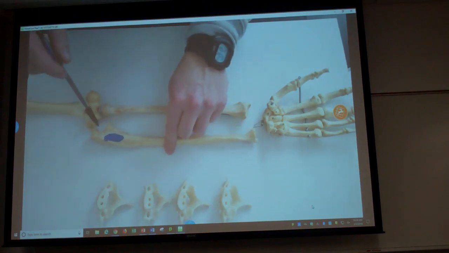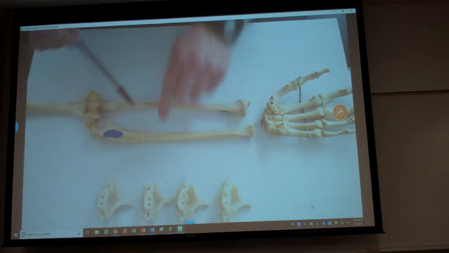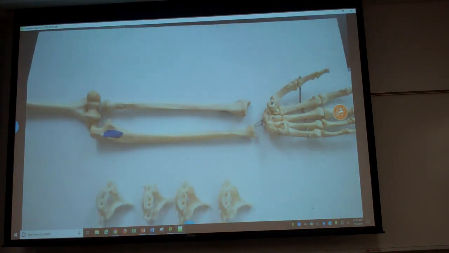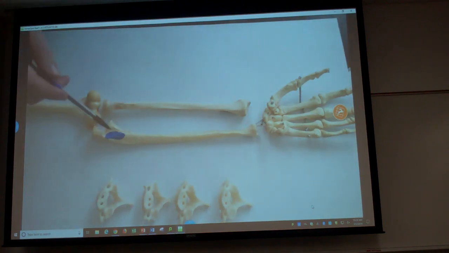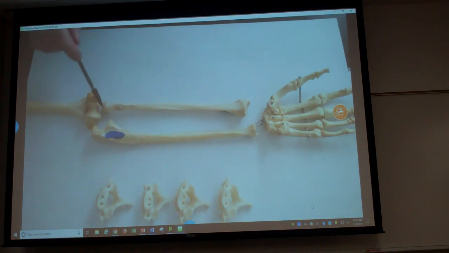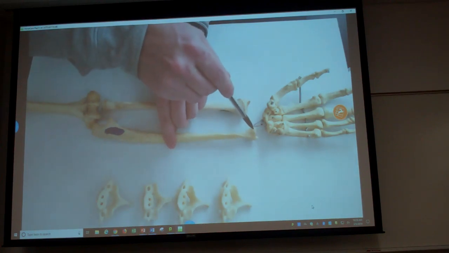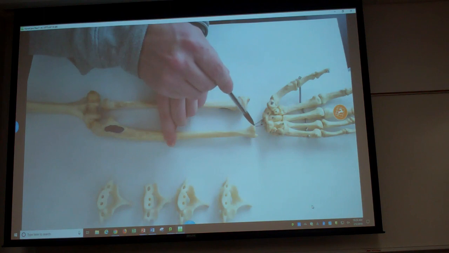Ulna is our Pac-Man looking bone. It's got that big old divot. In this one, I want to drop right down to the head. Now the head of the ulna is opposite of the radius. The radius head is up top here, while the ulnar head is more distal. So here's the ulnar head. That's distal, closer to the bottom.